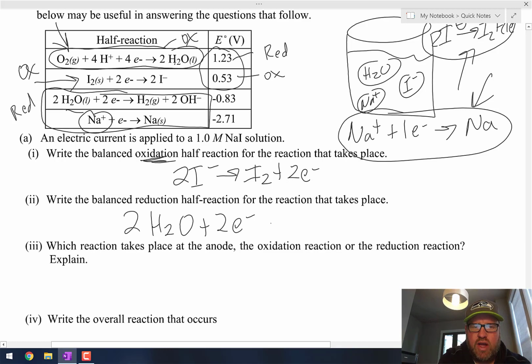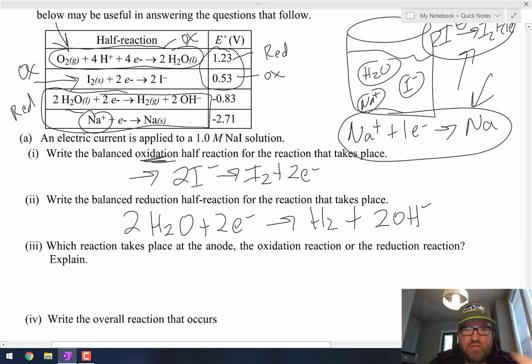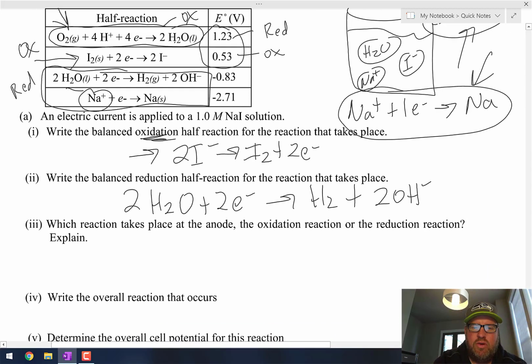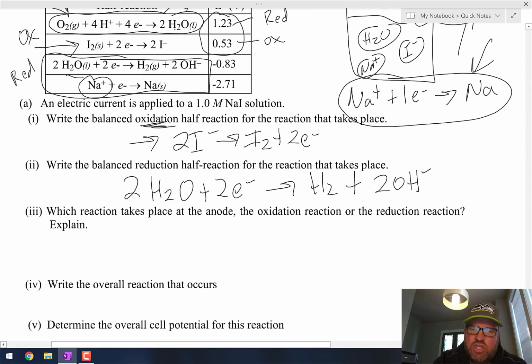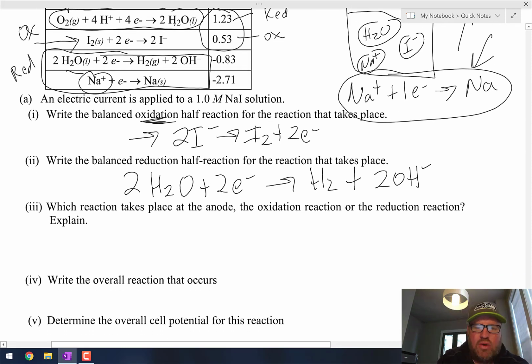So the reduction process is, I'm literally just copying it from up there. This is the same one as above. I just had to flip it to write it as an oxidation, and then that one is the reduction reaction that takes place because, again, it has a less negative cell potential and is more likely to be reduced. Okay, and then which reaction takes place at the anode?